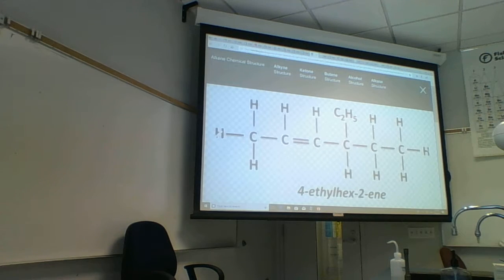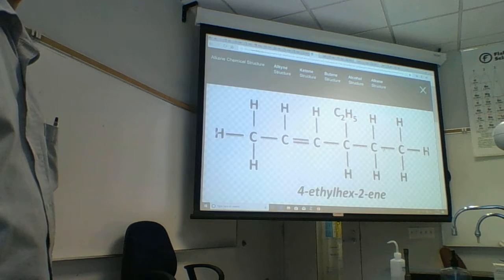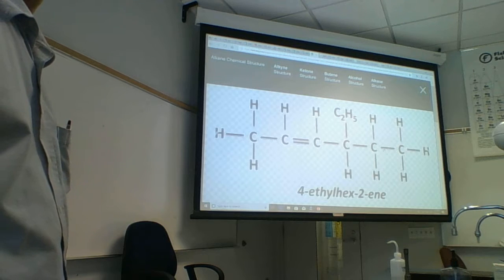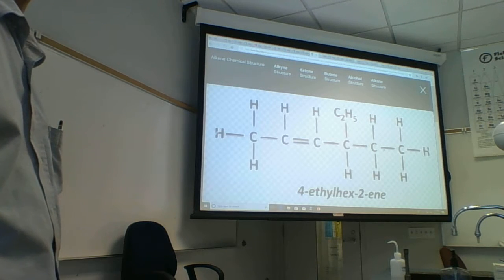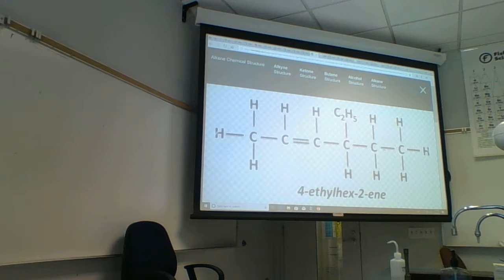You look at this one, looks a bit more complex, right? Even though it looks a bit more complex, it's a compound that consists only of carbon and hydrogen. Therefore, it's easy. It's got to be polar or nonpolar? Nonpolar.